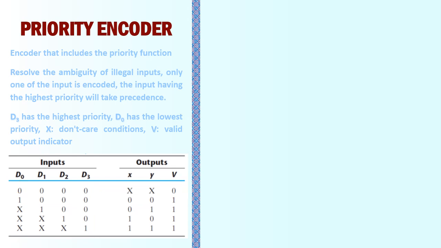Similarly, when D1 is 1 whatsoever is D0, then the encoded information should be 0 1 and obviously the output should be valid. And lastly, when D3 is 1, then whatsoever the combinations of D0 up to D2 are, the output should generate an encoded information of X and Y equal to 1. So this D3 will have the highest priority, because when it is 1, then whatsoever the combinations of D0, D1, D2 are, the encoded information will be for D3.